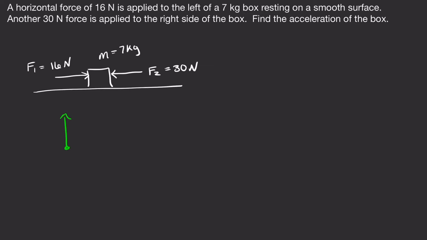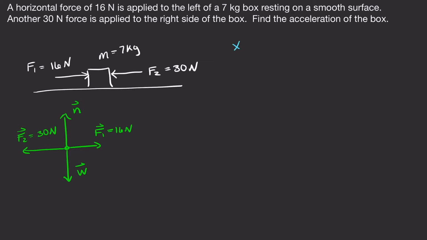So since this box is resting on a surface, we know there is a normal force. All of our objects that have mass are going to have a weight, and your weight is always straight down since it's the force of gravity. Our F1, our first horizontal force, is acting to the right. So I'll write this 16 newtons. And then I'm going to draw this force a little bit bigger since it is bigger in magnitude. And F2 is 30 newtons to the left.